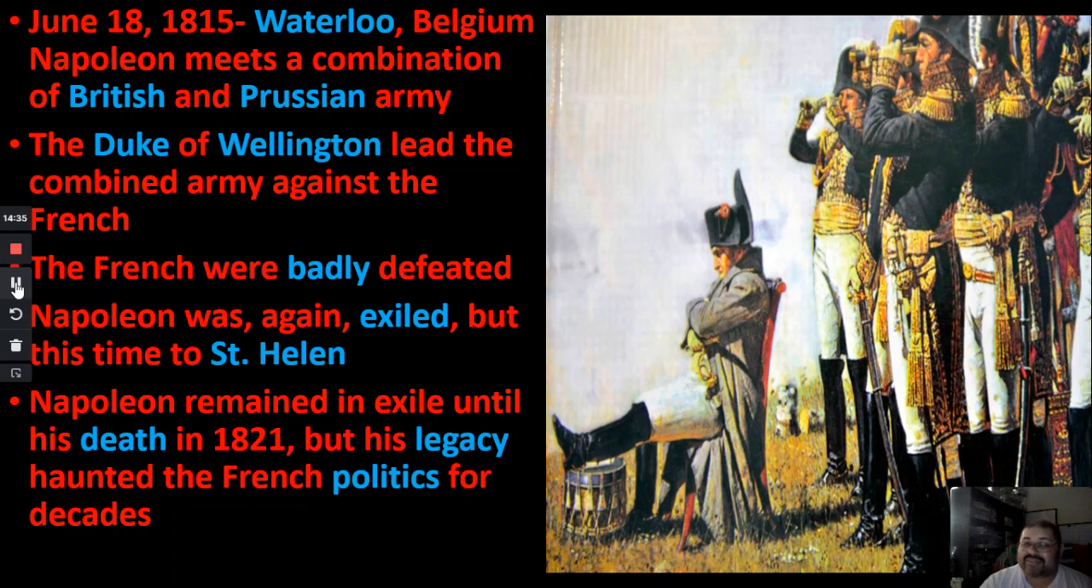But this time, instead of the island of Elba, it's another place called St. Helena. Now, Napoleon, I guess he believed, oh, people wanted me last time, they'll want me now again. And the French people said no. There wasn't going to be a rescue, none of that stuff anymore. So basically, Napoleon stayed in St. Helena until he died.